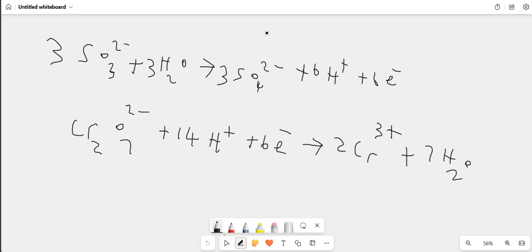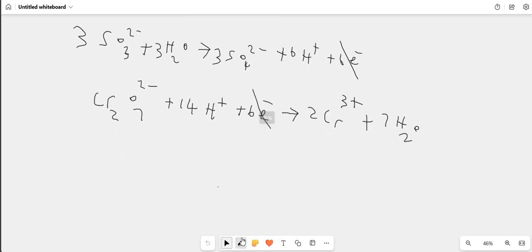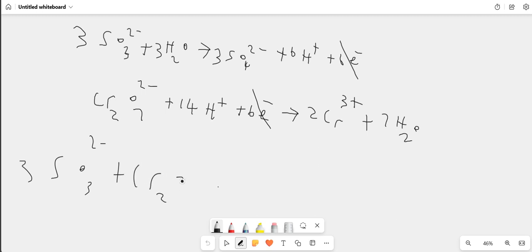Now you're going to write everything on the left, and everything on the right. So I'm going to do some cancelling. I'm going to cancel 6E and 6E. Now write everything on the left: 3SO3 2 minus plus Cr2O7 2 minus. Now, I've got 14H plus on the left of this arrow, and I've got 6 plus on the right. So 14 minus 6 would be 8, so it's going to be 8 to the left. So I'm going to write 8H plus here.